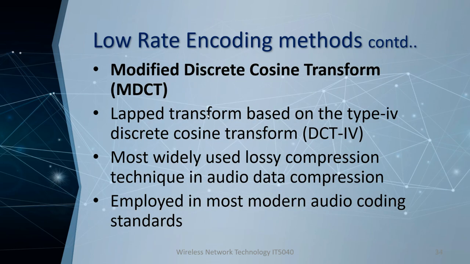The second encoding method is the modified discrete cosine transform, shortly MDCT. It is a lapped transform based on the type 4 discrete cosine transform with the additional property of being lapped. It is designed to be performed on consecutive blocks of a larger dataset where subsequent blocks are overlapped so that the last half of one block coincides with the first half of the next block.